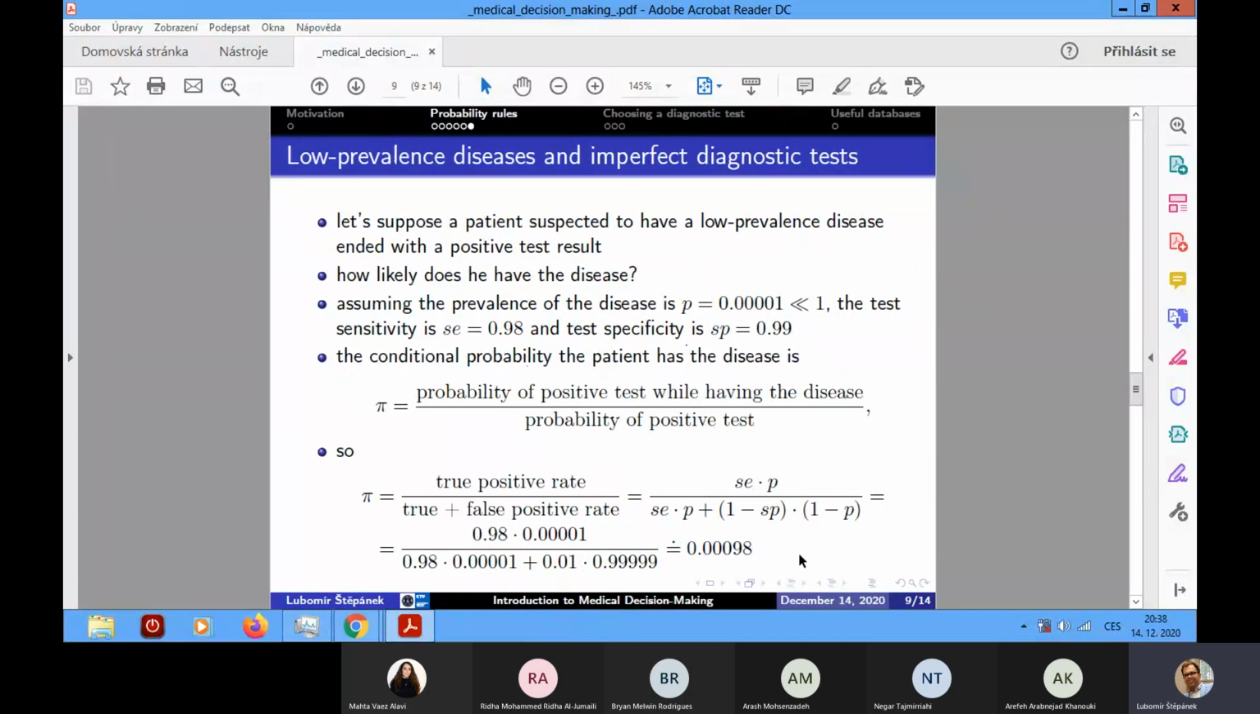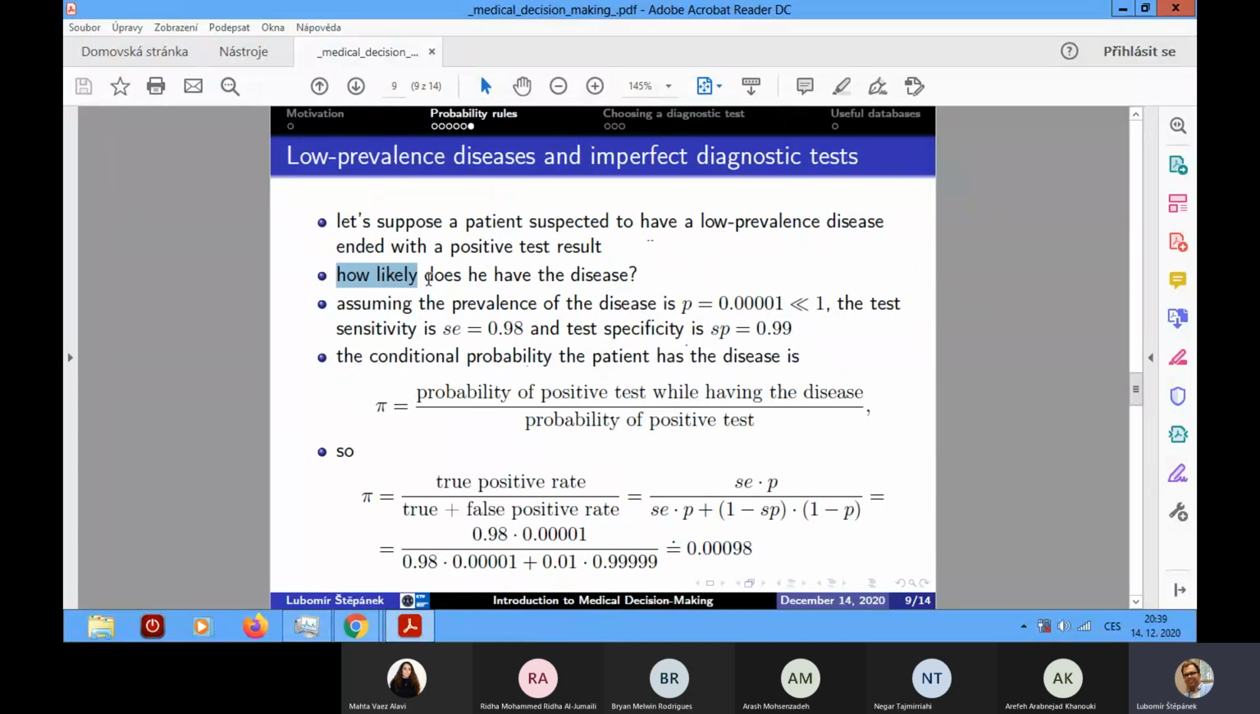I would say that this is absolutely surprising, because we as physicians usually believe the test. We know that tests are imperfect, but we just suppose that maybe in 1% it is going to fail, something like this, or maybe 2%, or maybe 0.5%.